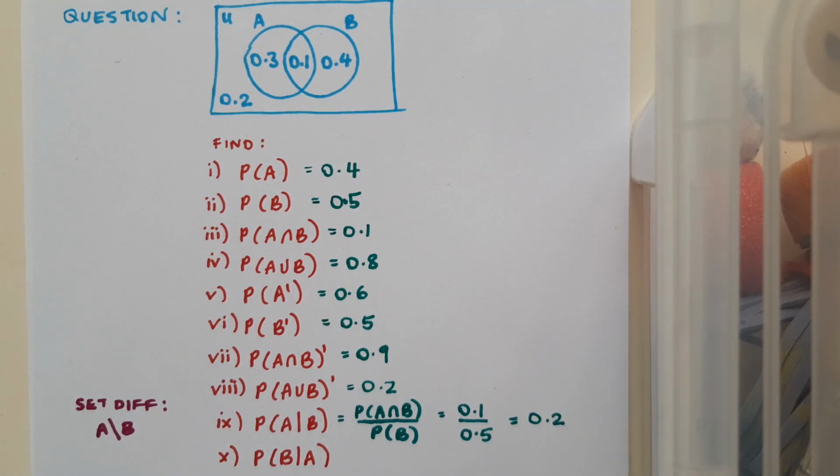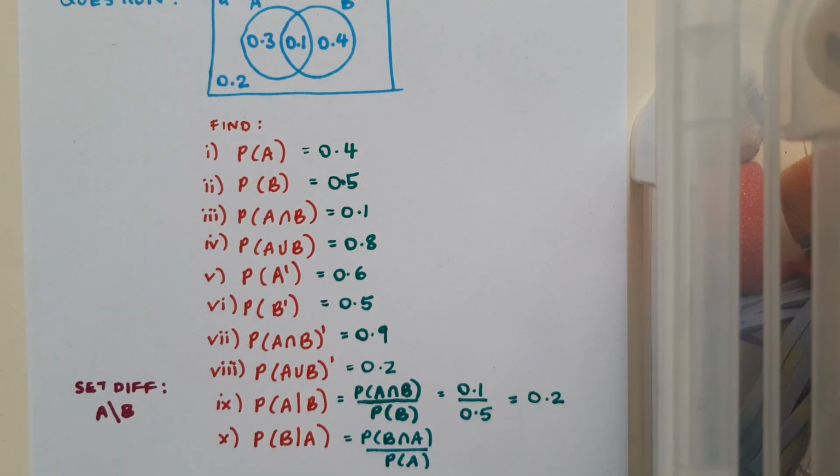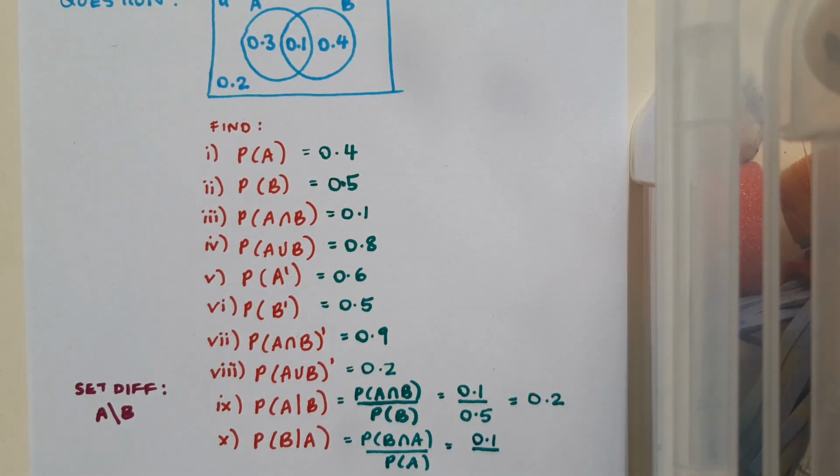And finally, the probability of B given A, very similar to the previous question. Again, I want to write the formula down. So in this case, it's the probability of B intersection A over the probability of A. Of course, B intersection A and A intersection B are the same thing. It's just the overlap. So in this case, that should be 0.1 over 0.4, which I can simplify to 1/4 or 0.25.